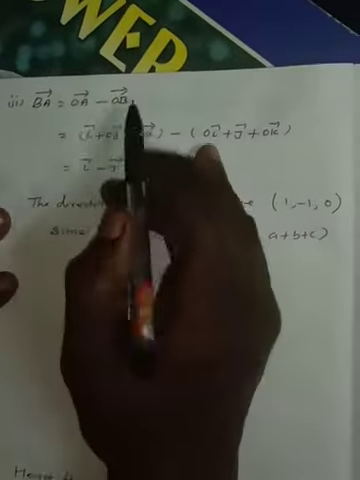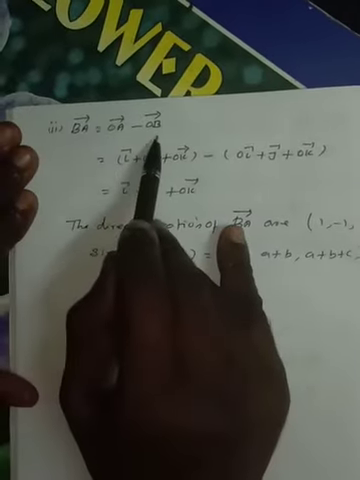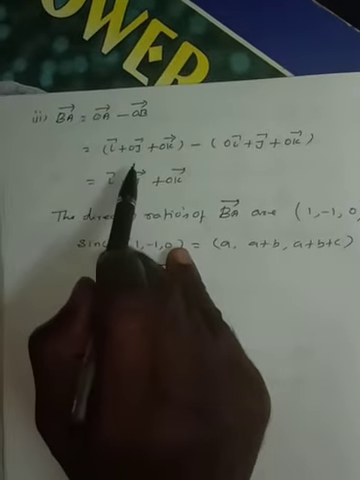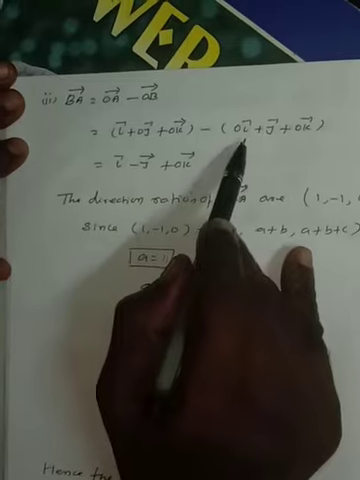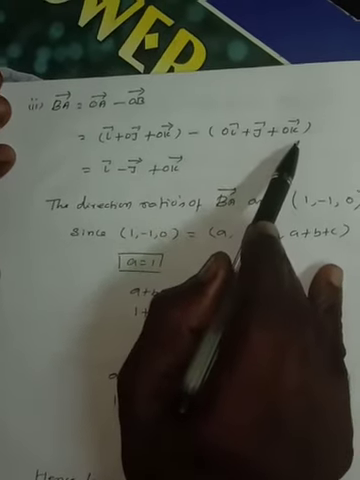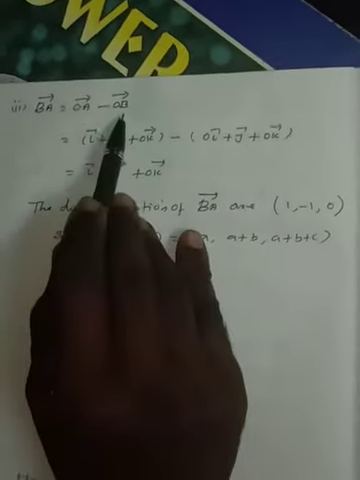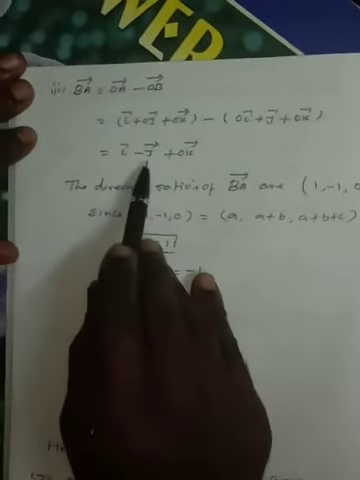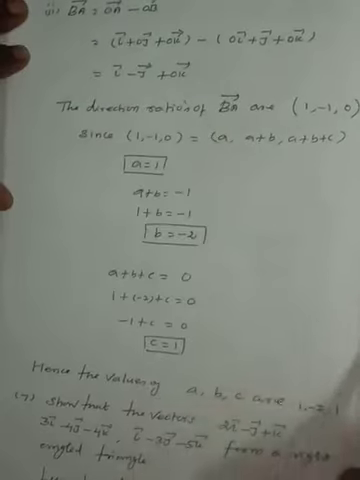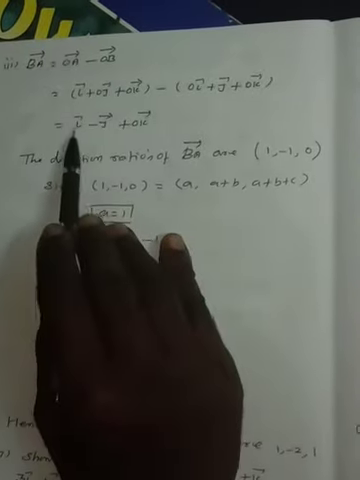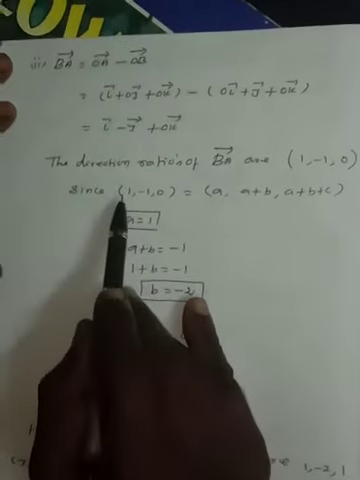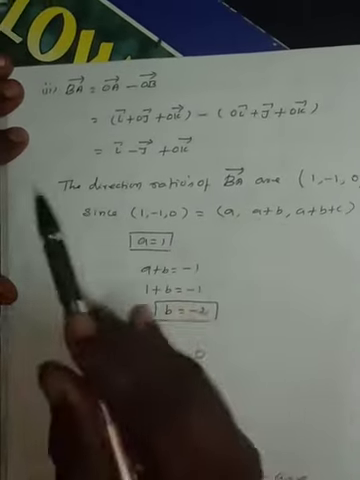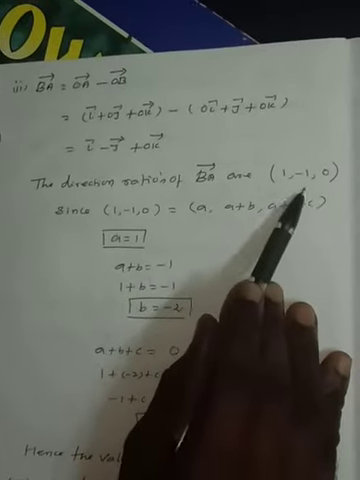For the points A and B, the BA vector is equal to OA vector minus OB vector. OA vector is i vector plus 0 j vector plus 0 k vector, minus OB vector, which is 0 i vector plus j vector plus 0 k vector. Subtracting OB vector from OA vector, we have i vector minus j vector plus 0 k vector. The direction ratios of BA vector are: coefficient of i term is 1, coefficient of j term is minus 1, coefficient of k term is 0. Now the given point is equal to the direction ratios of the point.